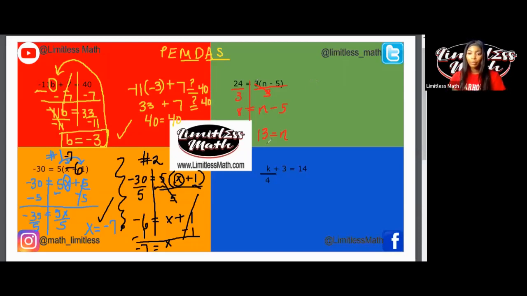k over 4 plus 3 equals 14. Again, this is one of those where we could do this multiple ways. I'm going to show you 2 different methods. Method 1, identifying that the variable is k, need to get rid of the 4 and the 3. Order of operations, the reverse way, tells me I need to move the 3 first. So I will subtract 3 on both sides.